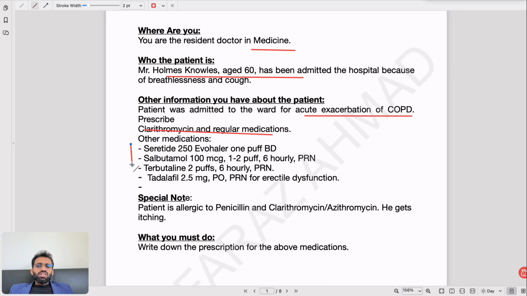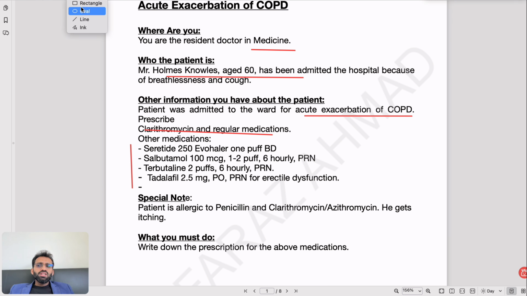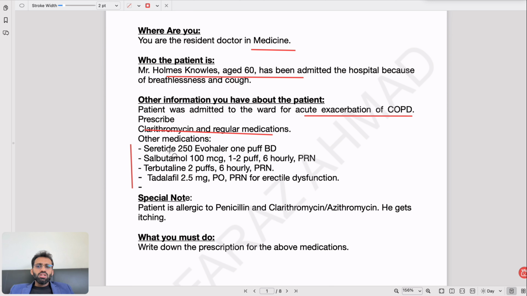The regular medications are over here. As I told you, in the regular medication, you should be aware which medications are PRN. Seretide 250 inhaler is BD. Salbutamol 100 microgram 1 to 2 puffs 6 hourly is PRN. Encircle this medication. Terbutaline 2 puffs 6 hourly is PRN. Encircle this medication as well. And tadalafil 2.5 mg per oral PRN for erectile dysfunction. So this medication is PRN, but the PRN indication is erectile dysfunction.